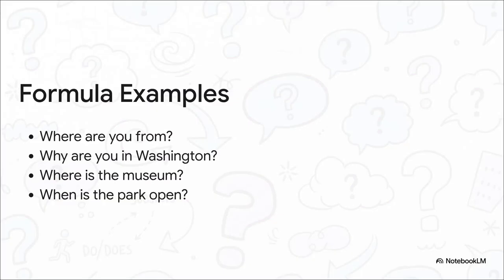Let's prove that this formula is totally rock solid. Where are you from? Why are you in Washington? Where is the museum? When is the park open? Every single time, without fail, we start with the specific WH information we need, immediately followed by the flipped verb and subject. It's incredibly consistent and reliable.